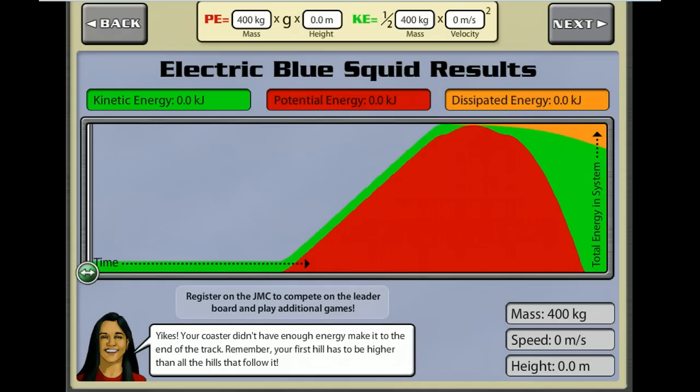Yikes! Your car is stuck. You don't have enough energy to bring your car safely to the end of the track. Try increasing the height of your first hill, and remember that your car won't have enough energy to climb any loops or hills higher than your first one. Try again.